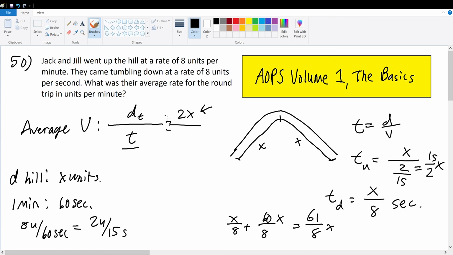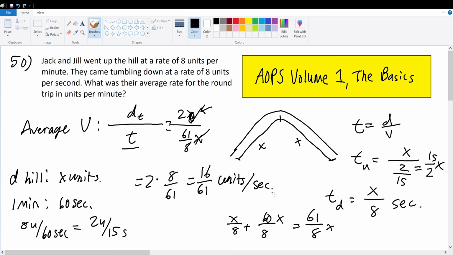So this average velocity is equal to the total distance, 2x, divided by the total time which they took to travel 2x, 61 over 8x. x and x cancel, and we're only left with units per second. So this becomes 2 times 8 over 61, which is equal to 16 over 61 units per second.